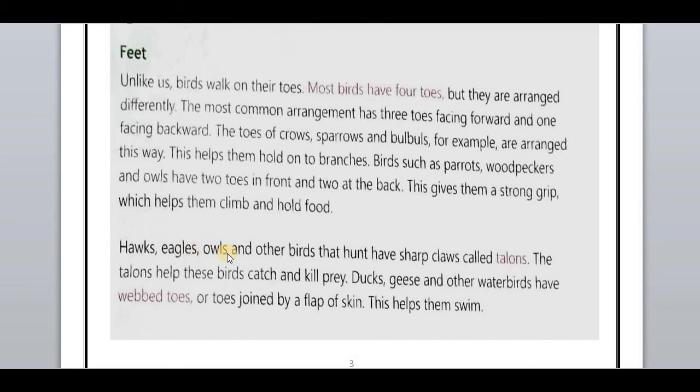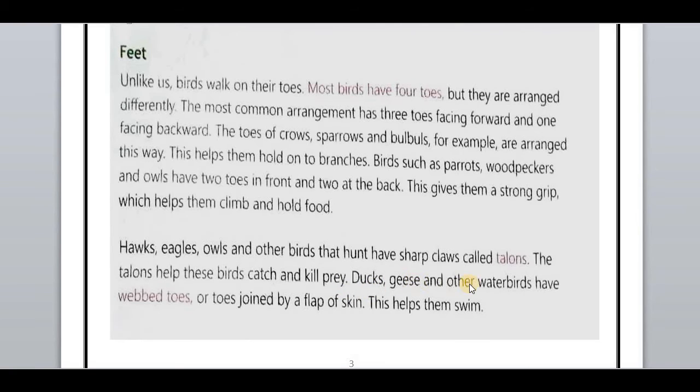Hawks, eagles, owls and other birds that hunt have sharp claws called talons. The talons help these birds to catch and kill prey.